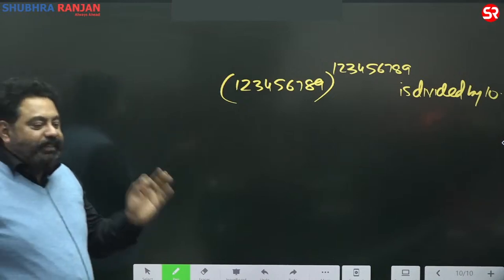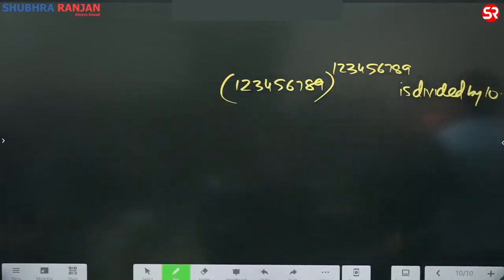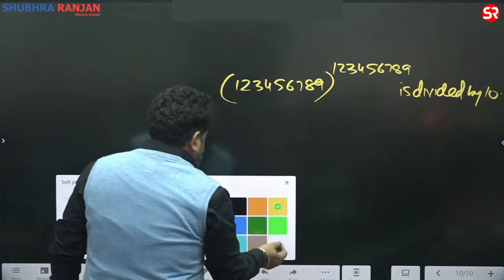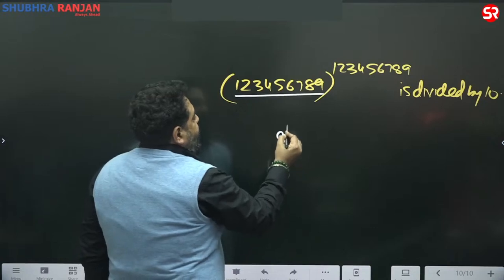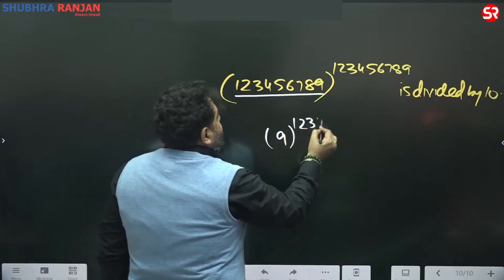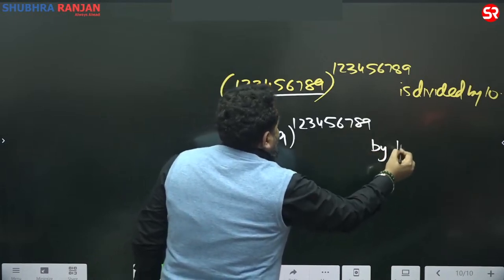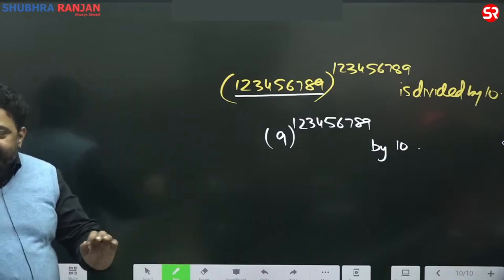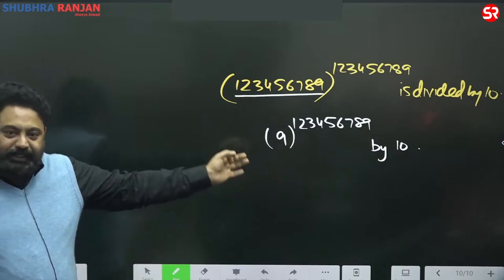Yesterday, the divisibility rule of 10: I said whenever you divide a number by 10, the unit digit is the remainder. Do you agree? Unit digit is the remainder. So what would be the remainder when 123456789 is divided by 10? It would be 9 raised to the power 123456789 by 10. The unit digit is the remainder. Kindly write down: whenever you divide a number by 10, the unit digit is the remainder.